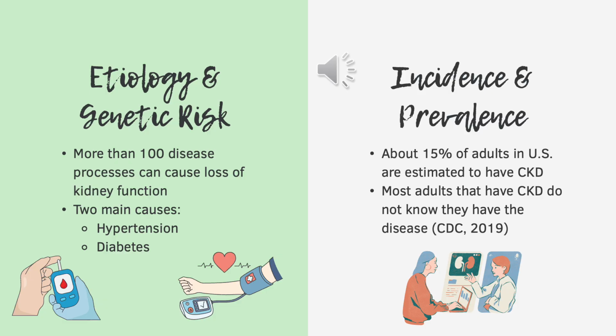All right, so getting out of our pathophysiology review, we're going to start looking at the etiology and genetic risks that are associated with CKD, as well as its prevalence and impact. Starting with our etiology and genetic risks, there are more than 100 different disease processes that can lead to the progressive loss of kidney function. However, the two primary causes of chronic kidney disease are high blood pressure, hypertension, and diabetes mellitus. Both conditions place significant strain on the kidneys, which leads to damage over time.